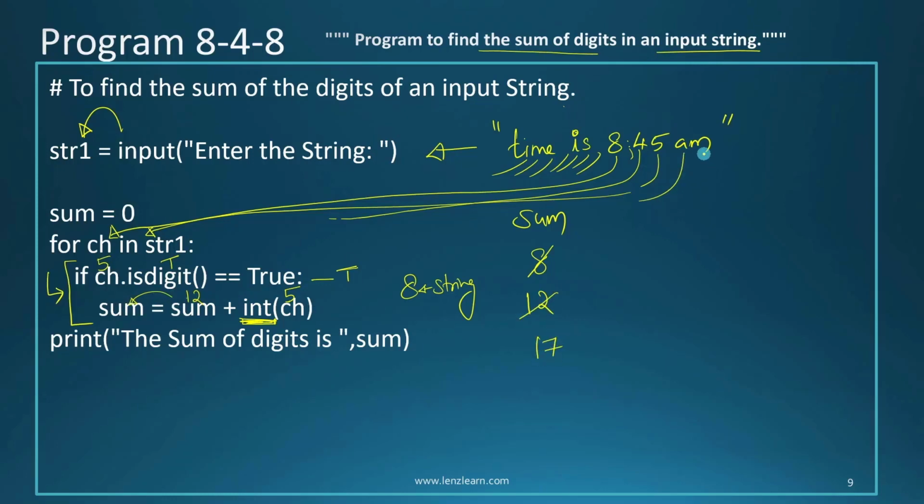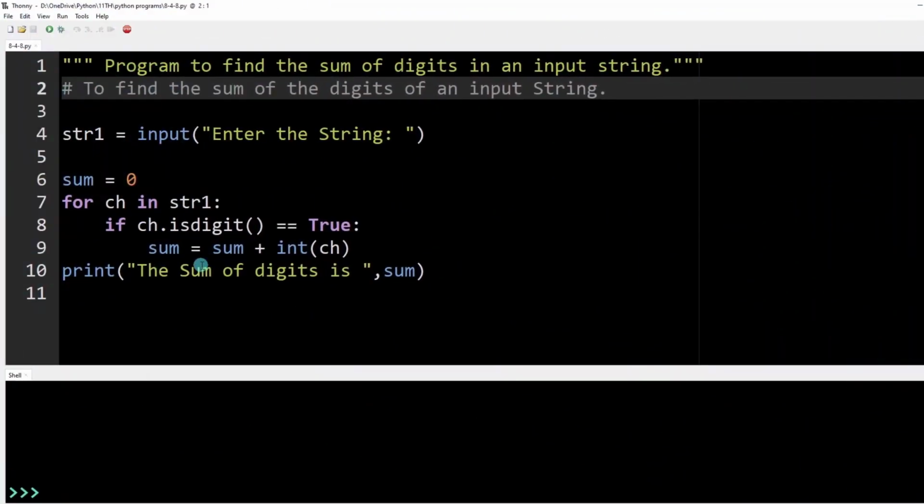After that I will take a and m. This condition will evaluate to false, so the addition will not happen. Now when the string is exhausted, your for loop will finish, and then you will print that the sum of digits is 17. So now let us run this program. Alright, so our program is ready. I'll just execute it and run.